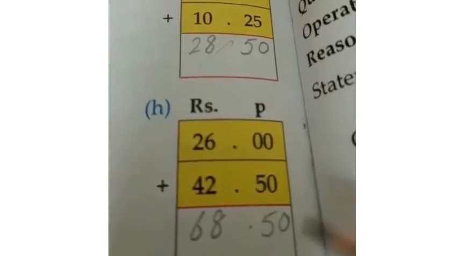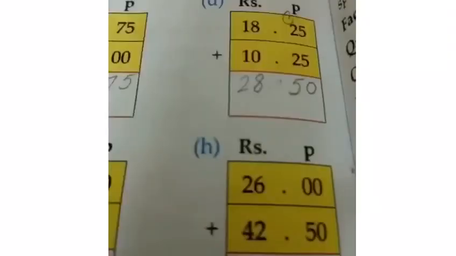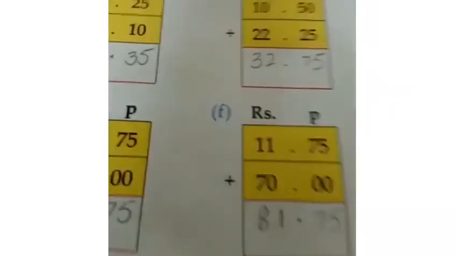H part, 26 rupees and 42 rupees and 50 paisas. 0 plus 0 will be 0 and 5 plus 0 will be 5, point sign, 6 plus 2 will be 8 and 4 plus 2 will be 6. In this way, complete page number 146. Hope you have understood.